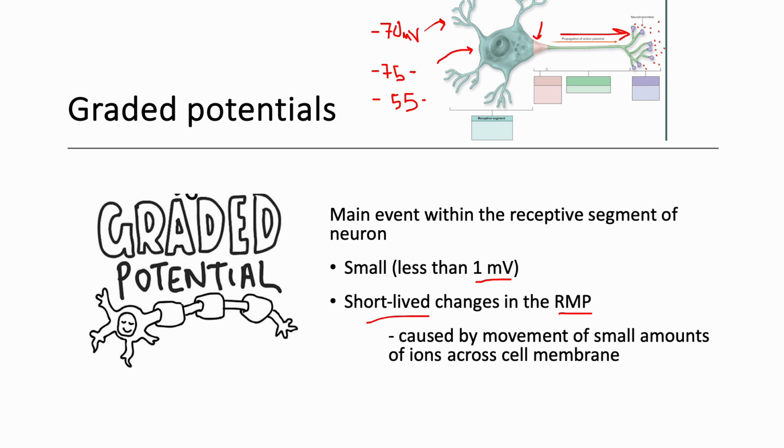We're going to see that these changes to our resting membrane potential are caused by movements of small amounts of ions. And these are ions that you're previously familiar with, like sodium ion. Now, it's going to be neurotransmitter that's released from your presynaptic neuron that binds receptors on the receptive segment of our postsynaptic neuron that open chemically gated channels, right? And then that's going to allow flux of those ions across the cell membrane.